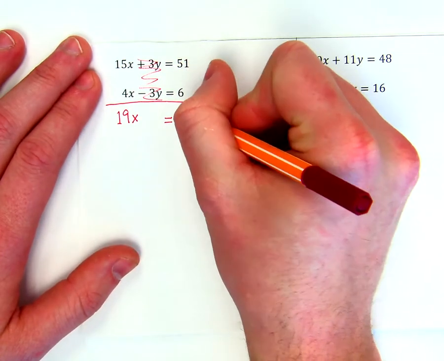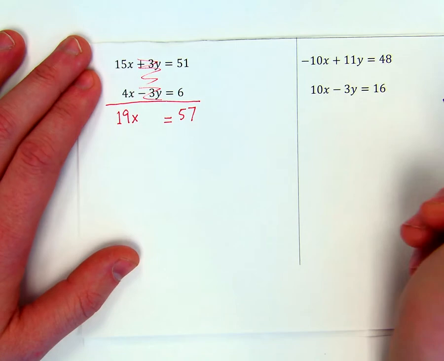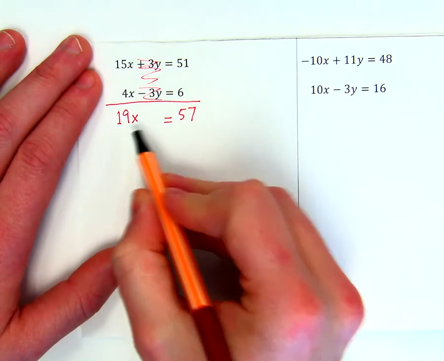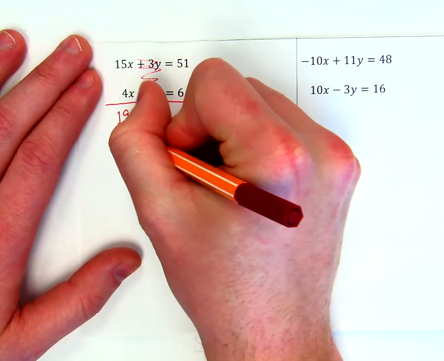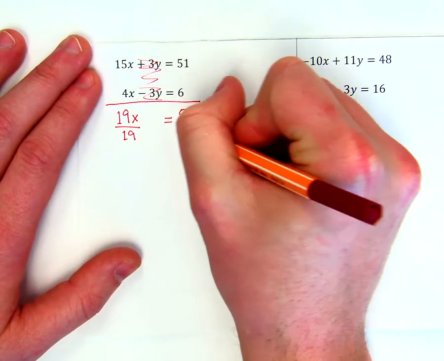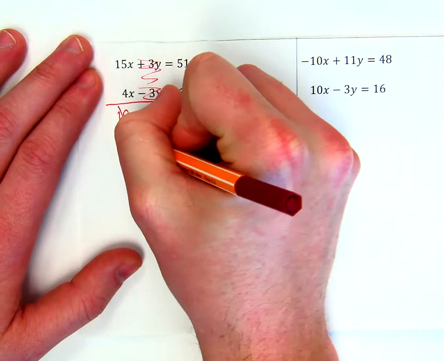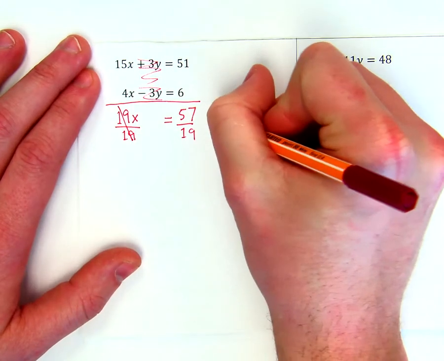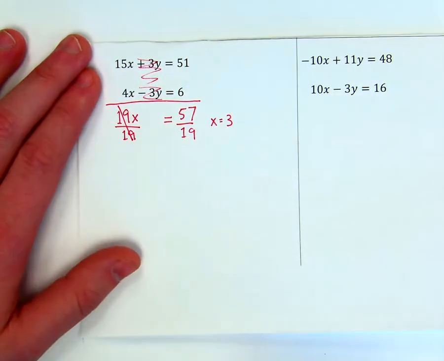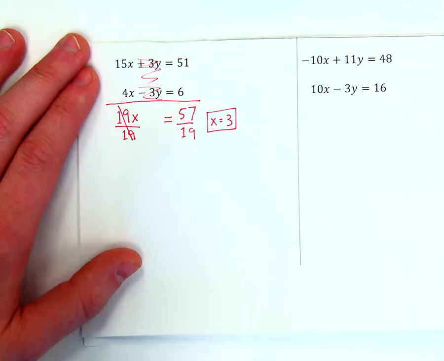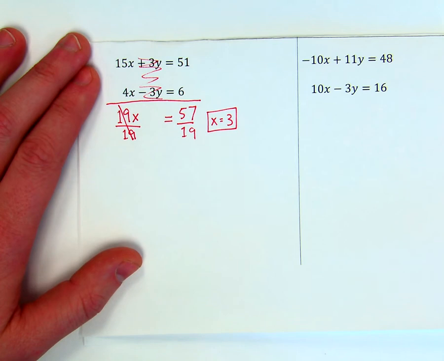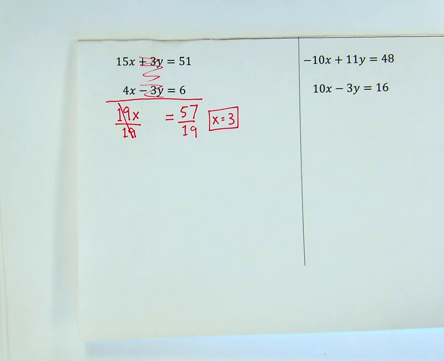51 plus 6 makes 57. After the first step, you should always be left with a one-step equation. We undo a times 19 with a divide 19. And we find that x equals 3. Even if you can't find the second variable, you should be able to find the first variable because it's not too many steps and it could still earn you half the credit.